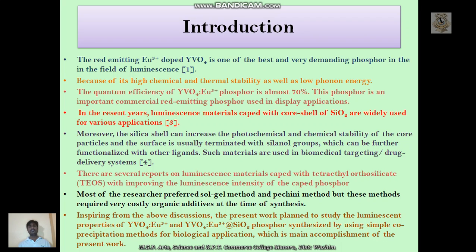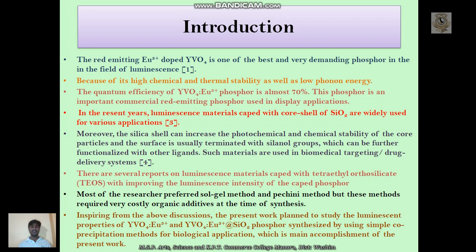In recent years, this phosphor with a SiO2 core-shell is widely used for various applications. The silica shell can increase the photochemical and chemical stability of the core particle. In this, TEOS is used for the capping. Most researchers use the sol-gel method or pitching method, but in my work, I inspired and modified a novel method, called the co-precipitation method.